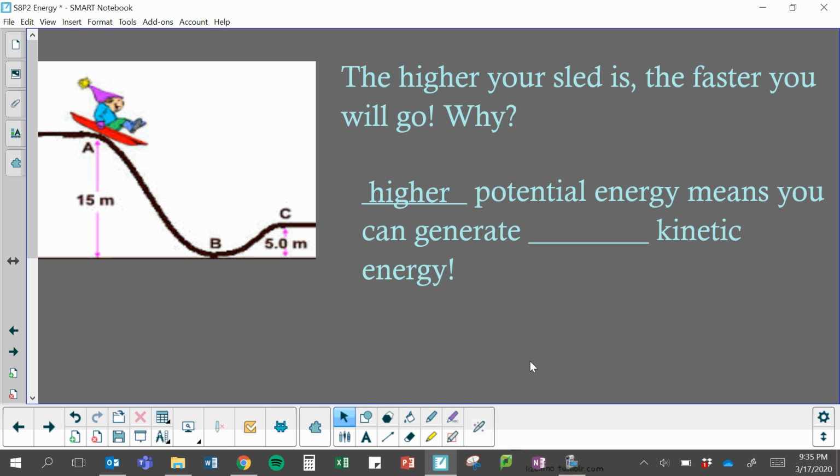So the higher our potential energy, the higher up the sled is, means it will turn into and generate more kinetic energy. This is why we want our roller coaster to be really high at the beginning, because that potential energy will then turn into kinetic energy so that it can go over hills and loops and whatnot.